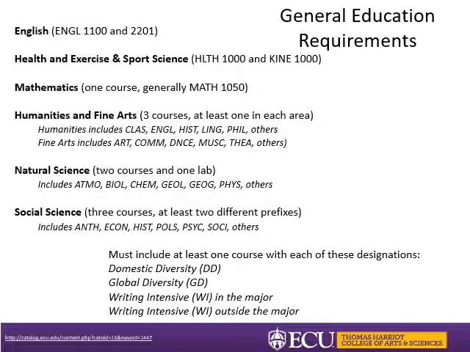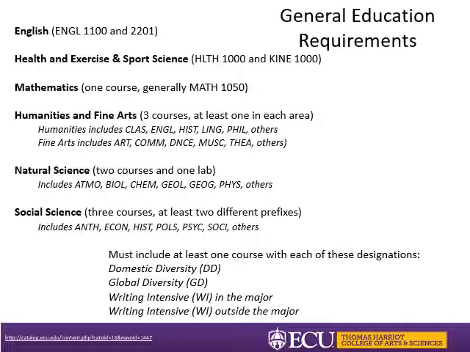There's a pair of health and exercise sports science courses that you can take anytime. You have 1 math course at the 1000 level that you'll need to take. And then there are 3 major gen ed areas with lots of courses to choose from. The first is humanities and fine arts. You'll take 3 courses, at least 1 in humanities, 1 in fine arts, and the third in either area.